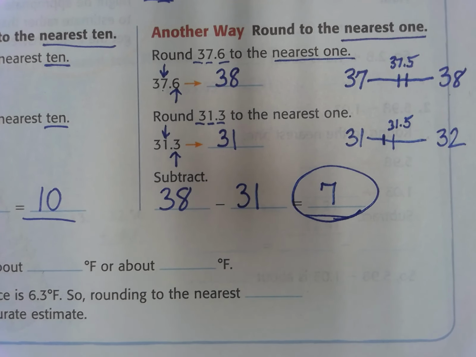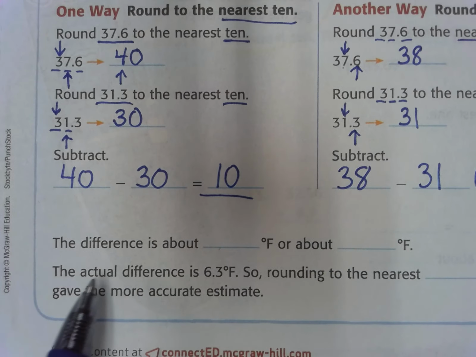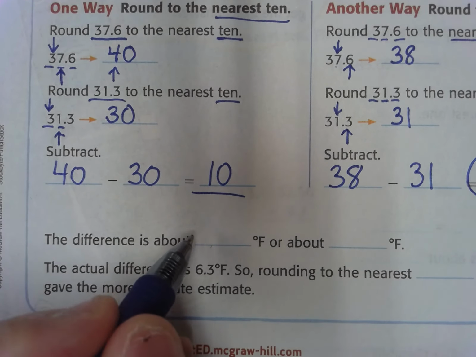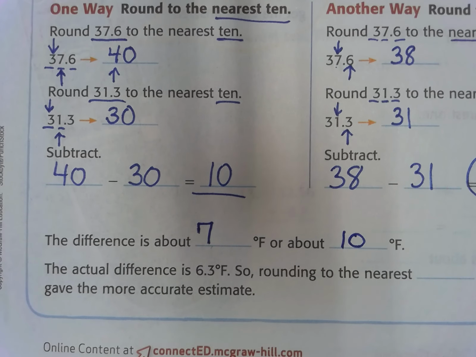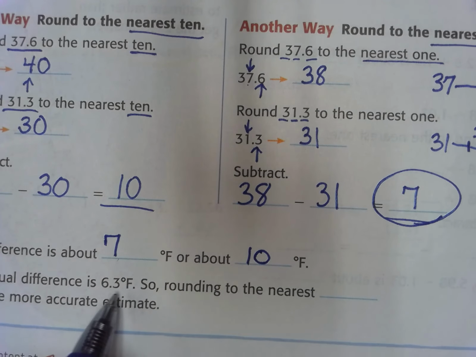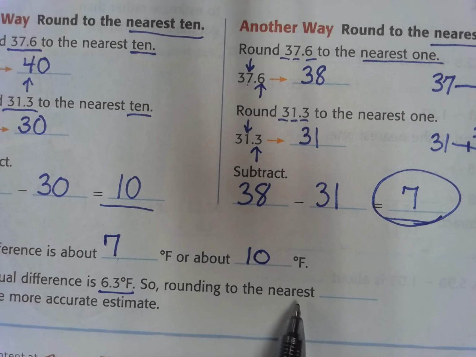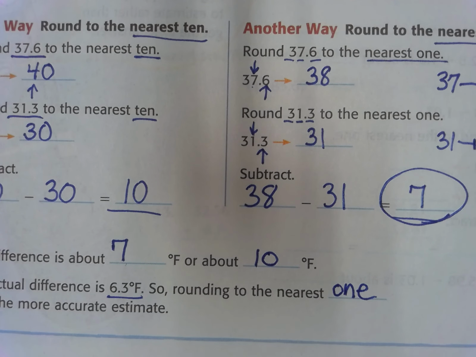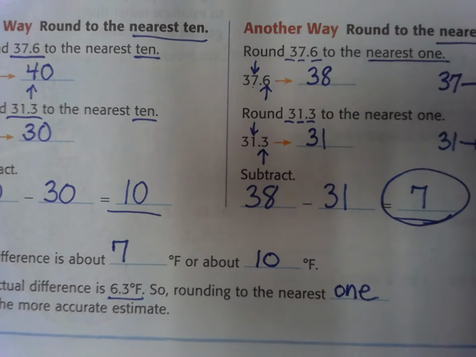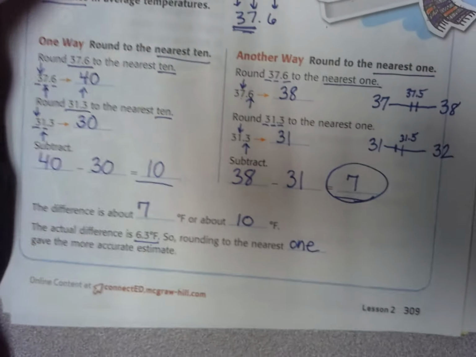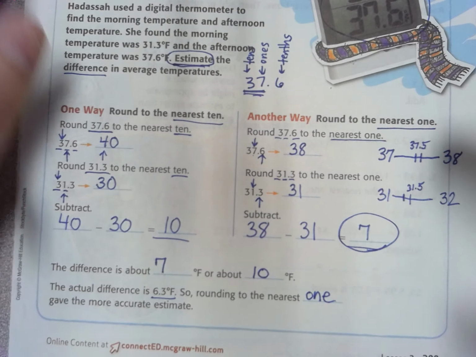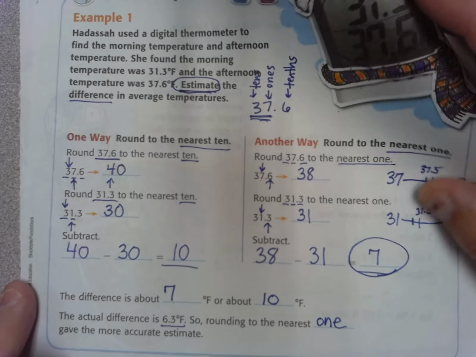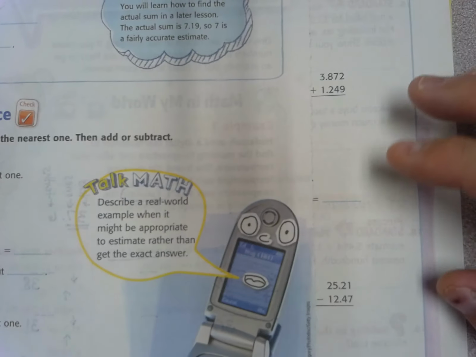But again, it's an estimate. So they would say down here, the difference is about 7 or about 10. The actual difference is 6.3, so rounding to the nearest 1, she said, is the more accurate one. All right, so it is kind of easy, but again, the estimating, rounding to the correct number seems to be, for the most part, the hardest for some of us to get by, and then we're usually pretty good after that. So let's look at this next one here.